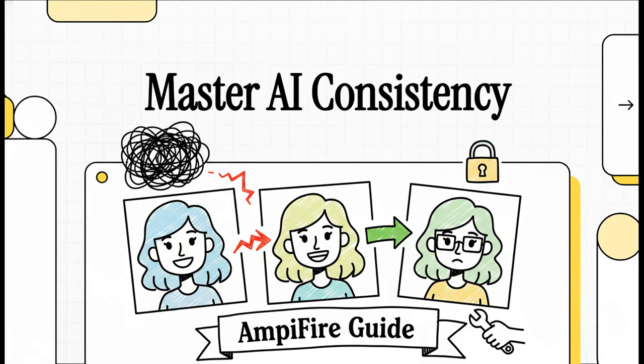I am so thrilled to have you here today because we are tackling what is easily one of the most frustrating, pull your hair out problems in the AI space right now. I'm talking about keeping your AI-generated characters looking exactly the same from one scene to the next. If you've spent even 5 minutes messing around with AI creation tools, you know exactly what I mean. But today, using an awesome guide from Amplifier, we are going to completely solve it.